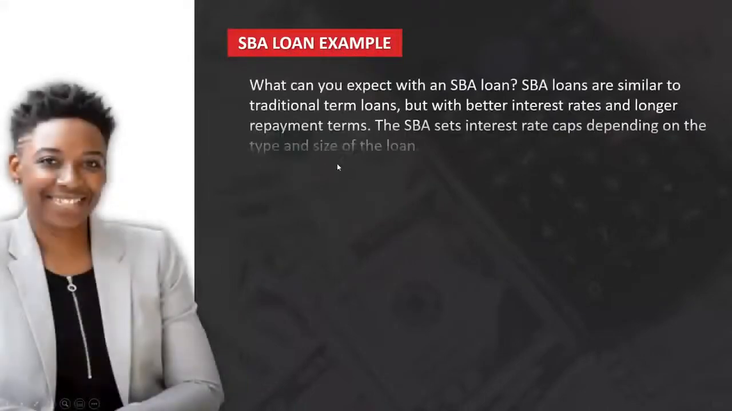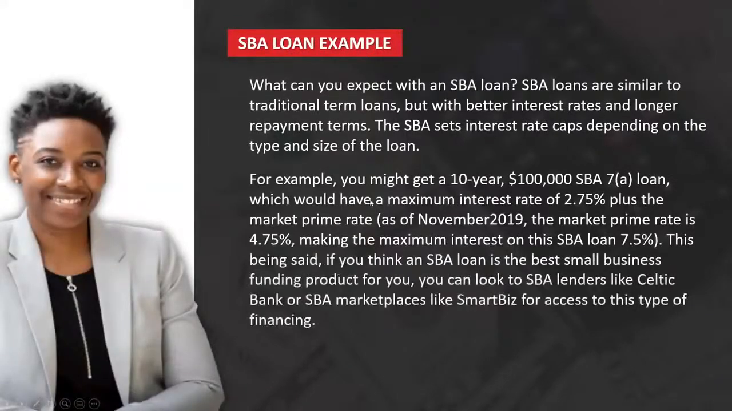The basic SBA loan example. Start looking at, again, that 7A, that main loan. This is pretty much the same thing, just like a traditional small business loan. Same thing from a term basis, usually a 10-year loan. I got a 10-year, $150,000 loan, and they're looking at the maximum interest rate. They have that market rate plus prime, and I think I was around 7%, something like that. It's going to fluctuate a little bit because the market prime rate does change.